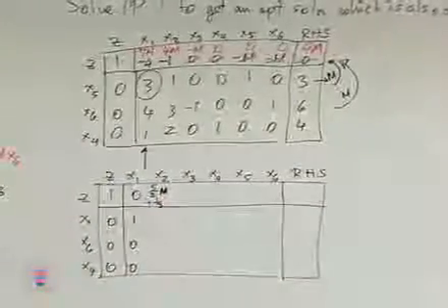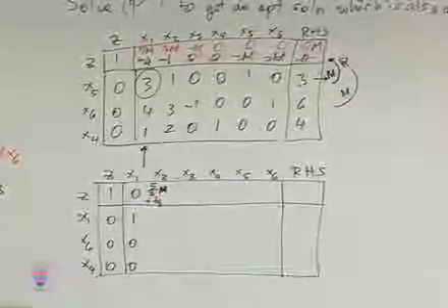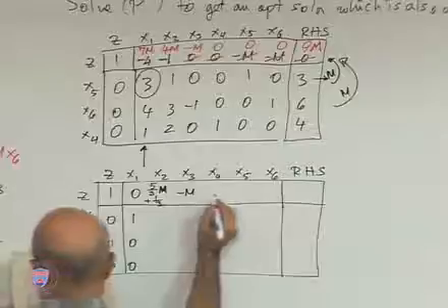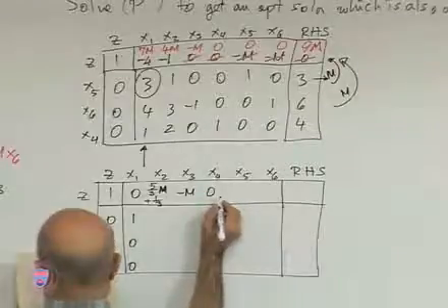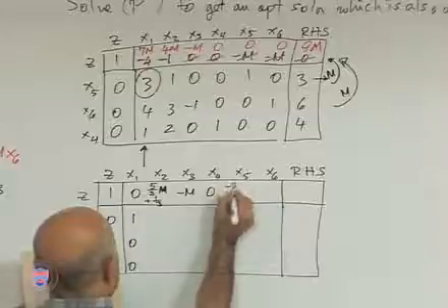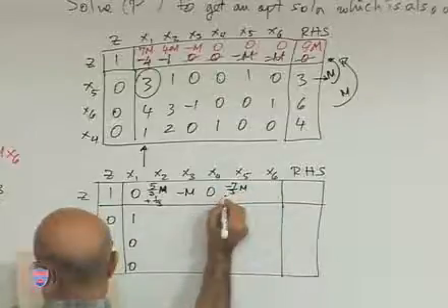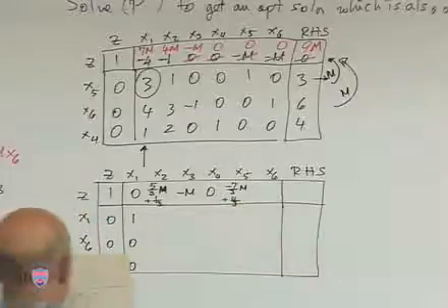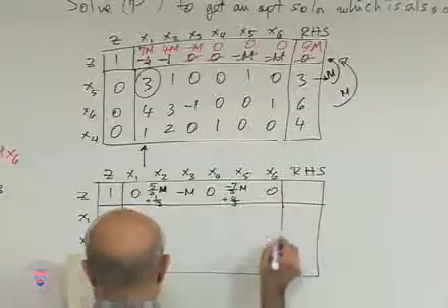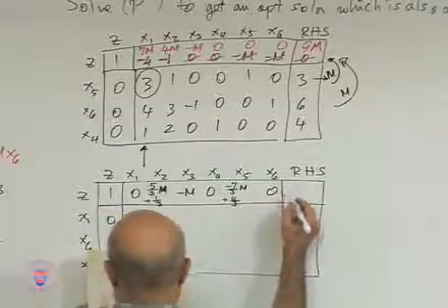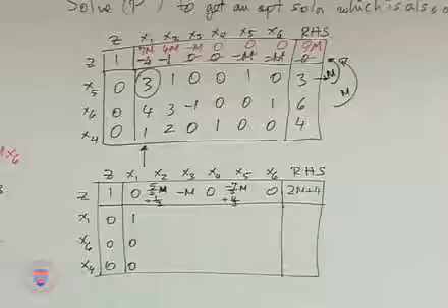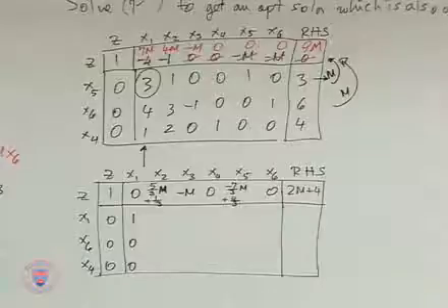X2 has a reduced cost of 5/3 m plus 1/3. X3 has a reduced cost of minus m. X4 has 0. X5 has minus 7/3 m plus 4/3. X6 is basic, so it's 0. And the right side is 2m plus 4. We're just doing the regular pivoting operations, except that this m is a little bit difficult to manipulate. Nevertheless, you can do it.